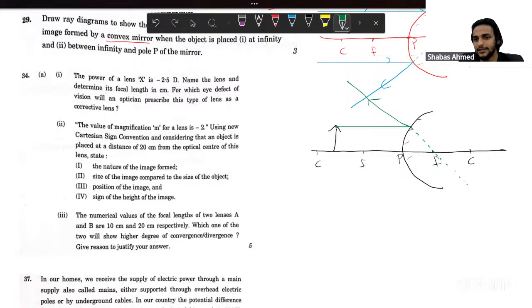Now a light ray that is passing through the center, it will retrace the same path. So it is retracing the same path. So it is assumed to be passing through the center. Now here they are meeting, so the image will be formed here. So the image will be highly diminished. In the first case, the image is diminished. In both cases, the image is diminished.